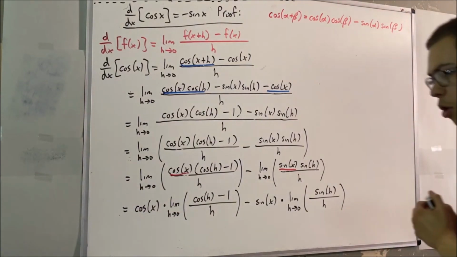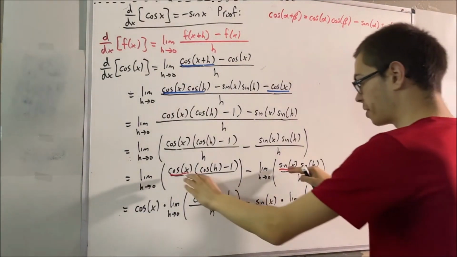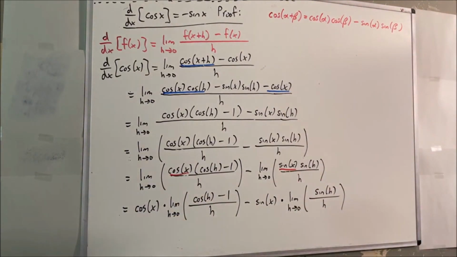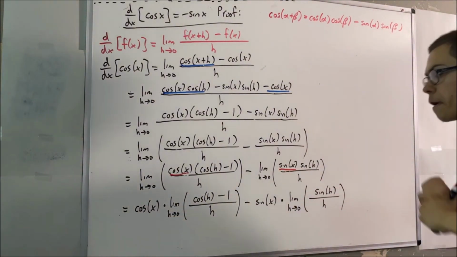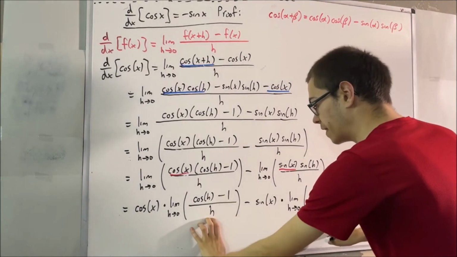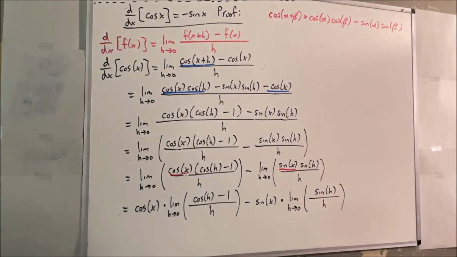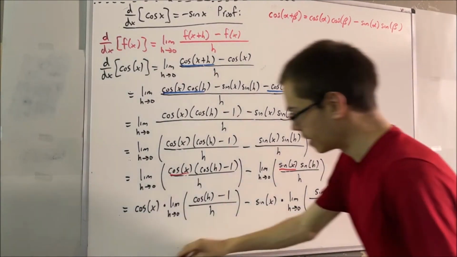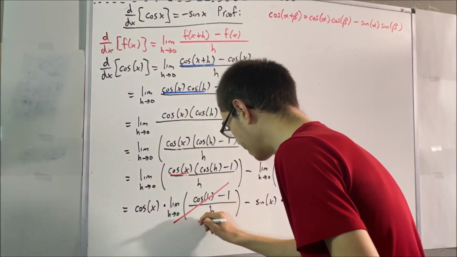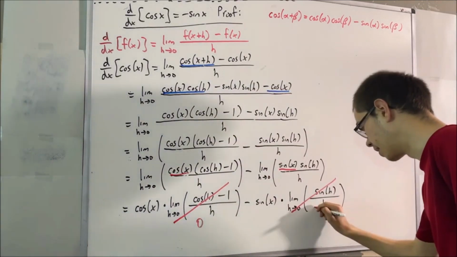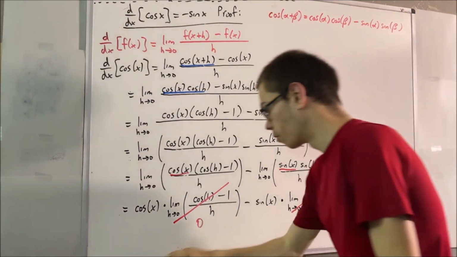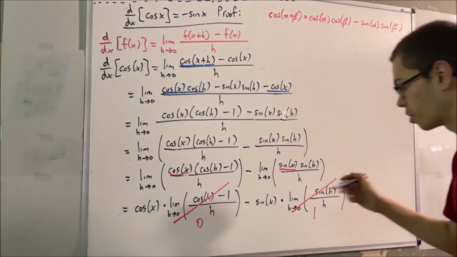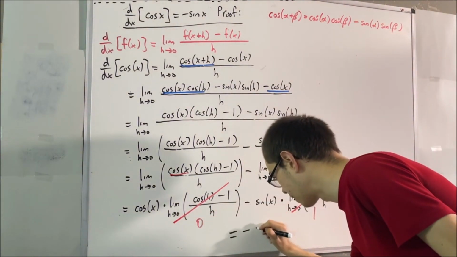So as you can see, all we have done is pull out the cosine x and sine x from their limits. So at this point, it's just a matter of evaluating the results of these limits. And I've made videos on what the answers to these two limits are. The answer to this limit is 0. The answer to this limit is 1. Therefore, we have cosine of x times 0 minus sine of x times 1. That results in negative sine x.